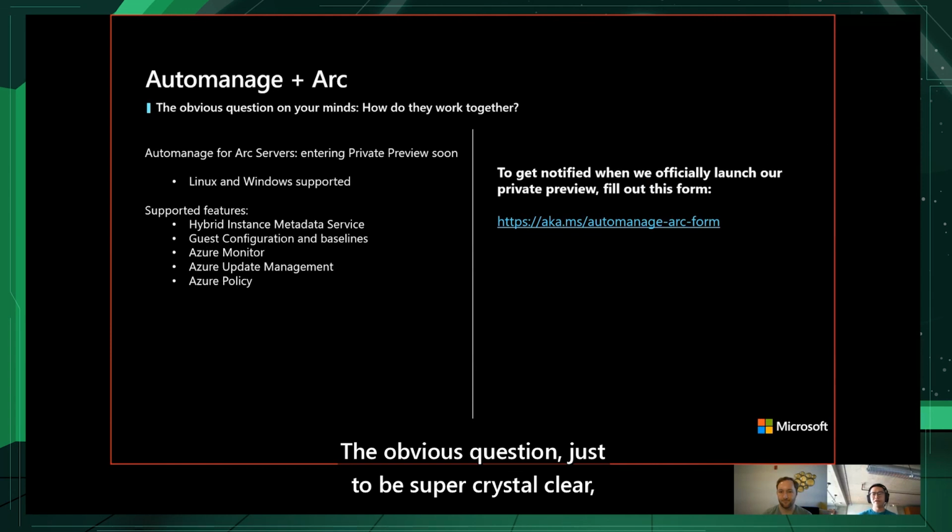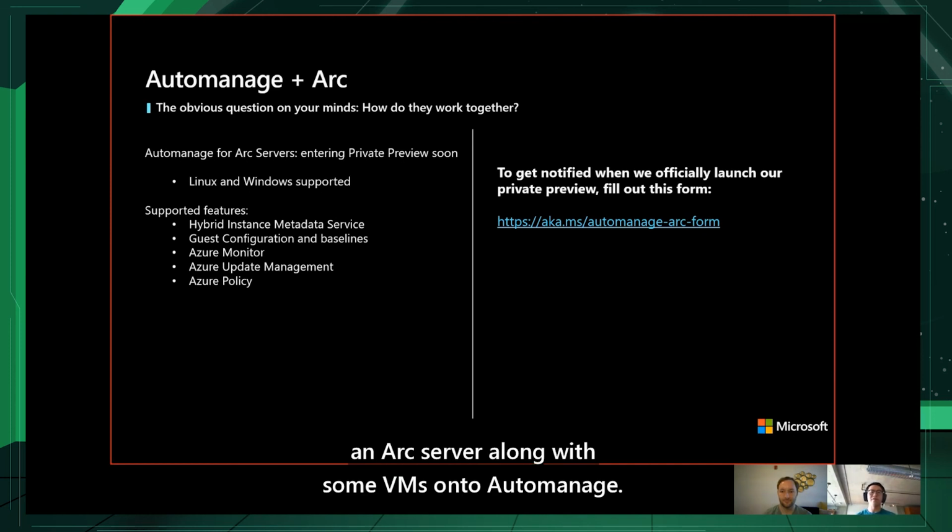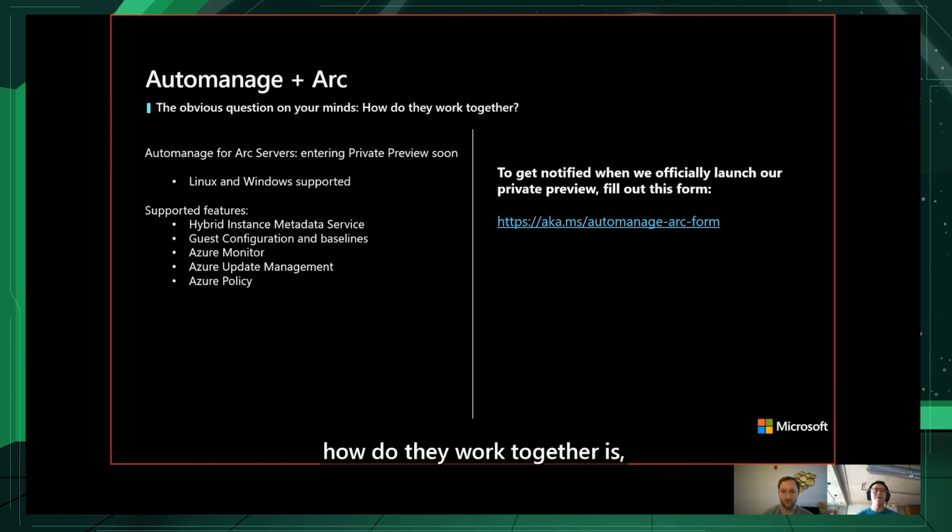So the obvious question, just to be super crystal clear: you heard Ryan give you an overview of Azure Arc and give you a demo of an Azure Arc server and all the capabilities that it has. Then you saw me talk about Automanage, and I meshed the two together by giving you a demo of onboarding an Arc server along with some VMs onto Automanage. So the answer to the question, how do they work together, is yes, they work together. But this feature is entering private preview soon.